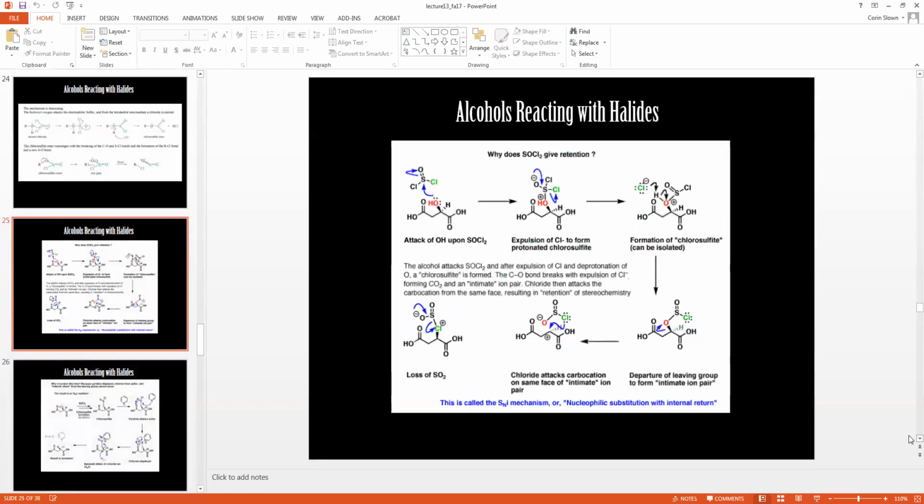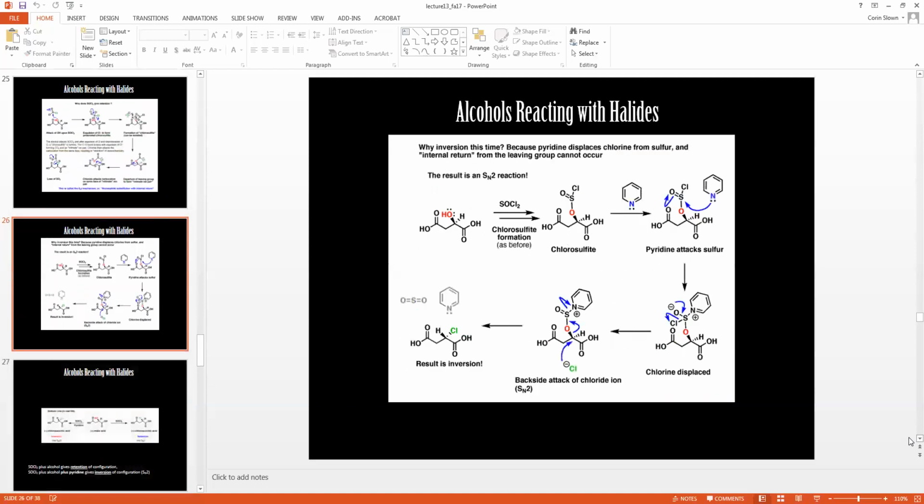Now, it's interesting to think about the stereochemistry of these reactions. Why does SOCl2 give retention? Because the alcohol attacks SOCl2, and after expulsion of the chloride and deprotonation of the oxygen, a chlorosulfite is formed. It's the carbon-oxygen bond breaking with the expulsion of SO2 and Cl- that forms an intimate ion pair. The chloride then attacks the carbocation from the same face, which results in the retention of stereochemistry. This is called an SNi mechanism, or a nucleophilic substitution with internal return.